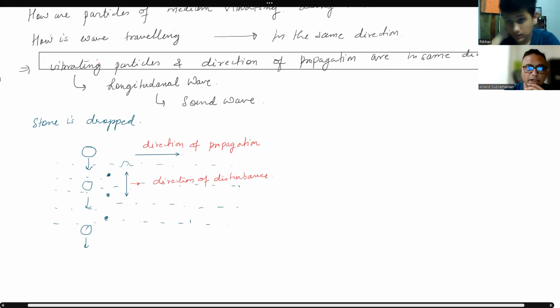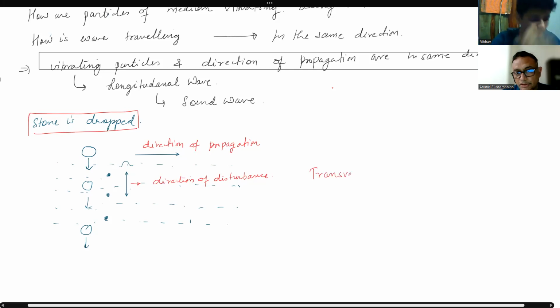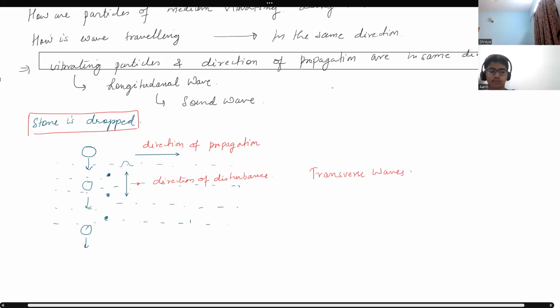Yes, sir. Okay, so what will you call these kind of waves? Transverse waves. Okay, these kind of waves are called transverse waves. Arin, can you define what transverse waves will be for us?